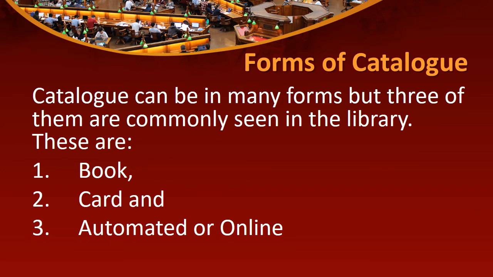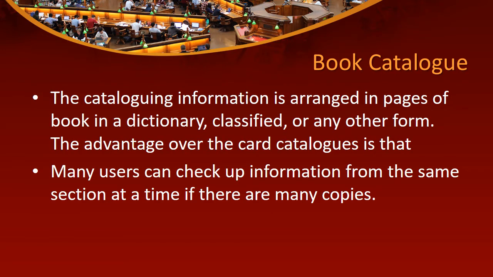What are the forms of catalog? We have book catalog, we have card catalog, and automated or online. A book catalog is one that is printed in a book, with cataloging information arranged in the pages of the book in dictionary or classified format.